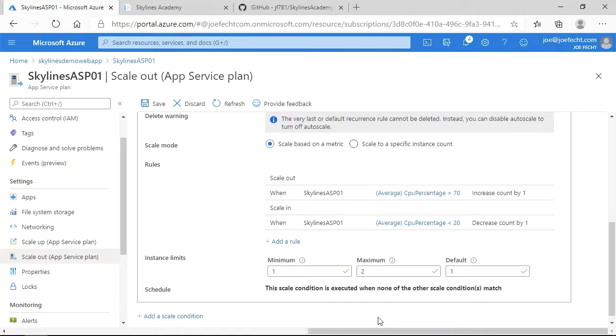That covers scaling within app service plans. I would recommend going through and creating a scale rule or tool, or at least looking through the interface so you understand what happens. As you take your exam, don't be surprised to see a question on the scale rules, and you need to understand, if you look at a scale rule, what's happening.